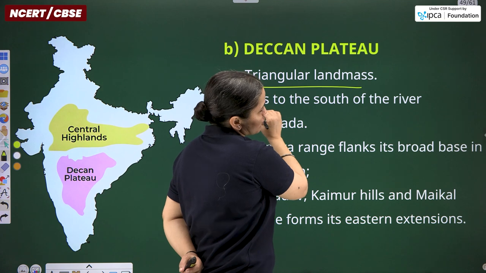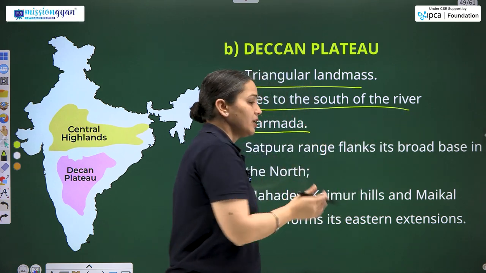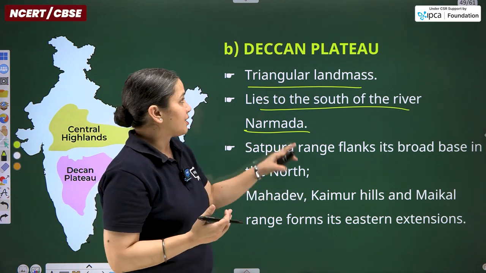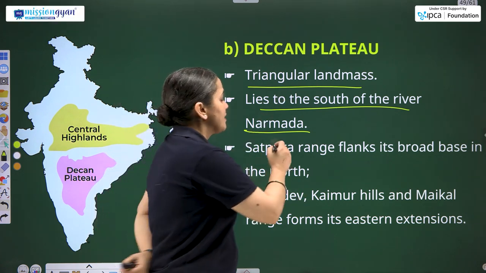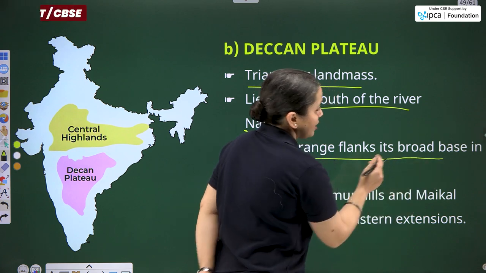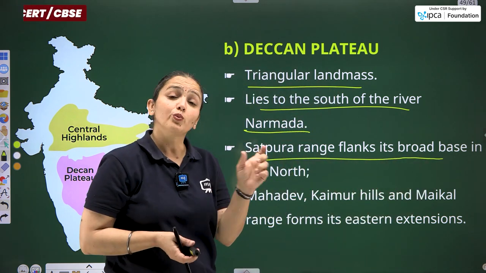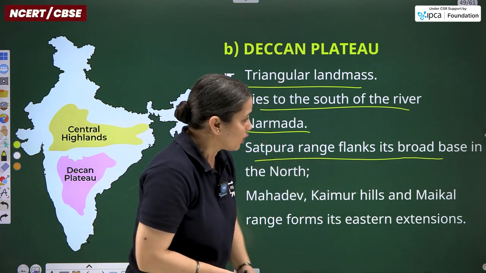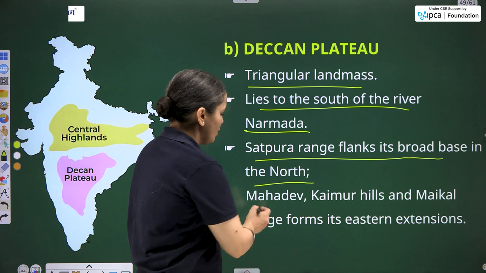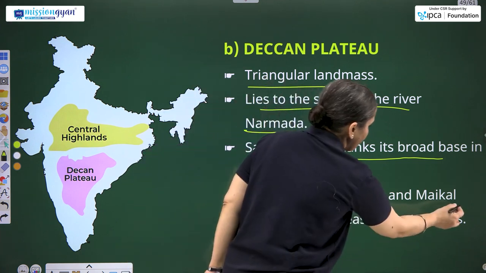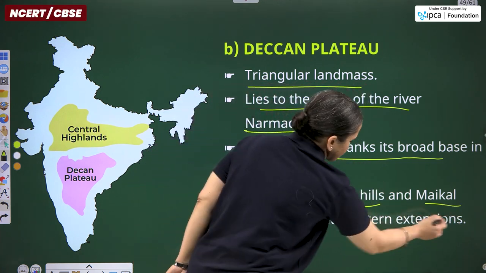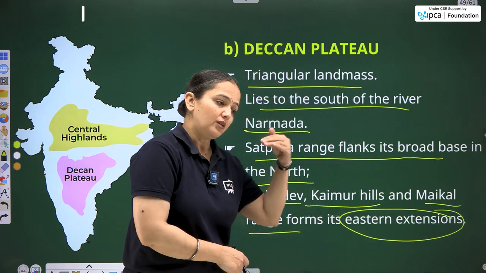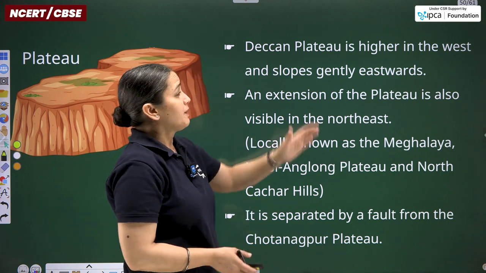It is a triangular landmass that lies to the south of the river Narmada. So the northern part of the Narmada comprises the Central Highland, and the southern part of the Narmada comprises the Deccan Plateau. We had a word about the Vindhyan range in the case of the Central Highland. Now we are talking about the Satpura range, which flanks its broad base in the north. Mahadev, Kaimur Hills and Maikal ranges form its eastern extension. The Deccan Plateau is higher.